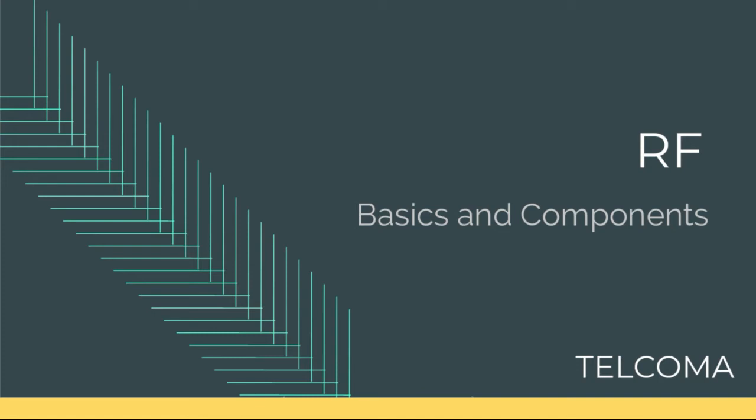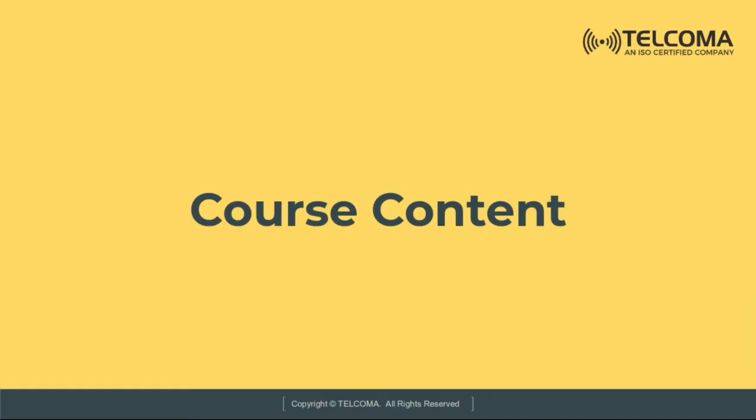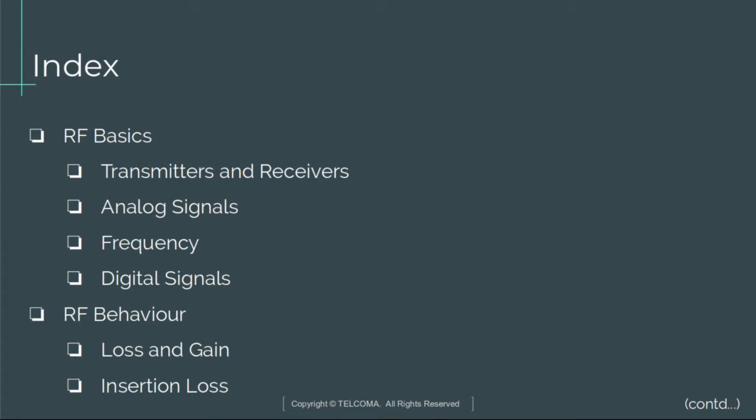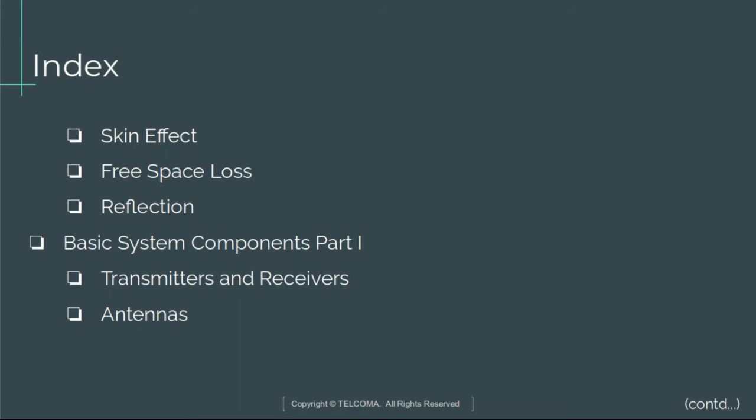Today we are going to start with our new topic, that is RF basics and components. Its course content is: first lecture is RF basics, that includes transmitters and receivers, analog signals, frequency and digital signals. Second lecture is RF behavior, that includes loss and gain, insertion loss, skin effect, free space loss and reflection.